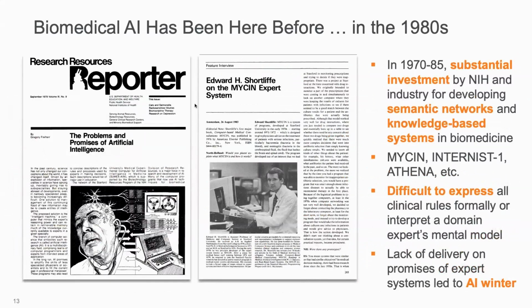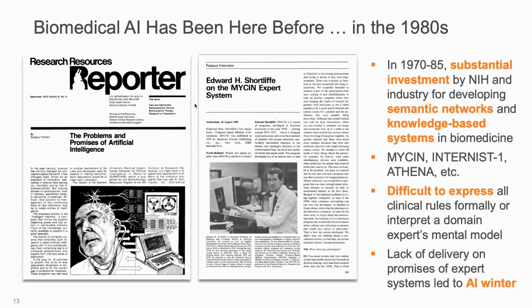But you might be wondering, wait a minute, this sounds all very similar. And you are actually right. Biomedical AI has been here before, in the 1980s. Around 1970 to 1985, there was a substantial investment by the National Institutes of Health, or NIH, and industry for developing semantic networks and knowledge-based systems in biomedicine. One of the popular semantic knowledge-based expert systems was the Mycin expert system, but there were also Mycin, Internist-1, Athena, etc., which used semantic network-based representation.